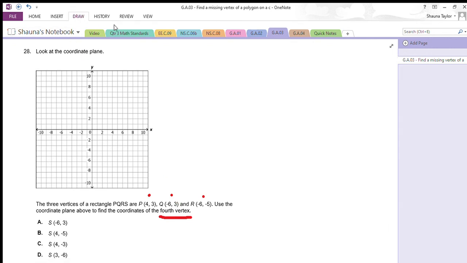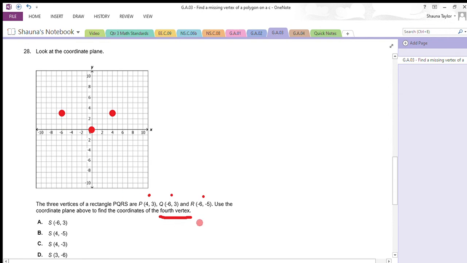So I'm going to go ahead and grab that big red dot, and I'm going to find P. So 4 and 3. So I start at my origin, always at my origin, and go across. Here's 4, and then 2, so 3 is in between. You got to watch these numbers. They're counting by 2s. The next one is Q, -6 and 3. So I start at my origin, and I go -6, and then my number's 3. So there's 2, and there's 3.